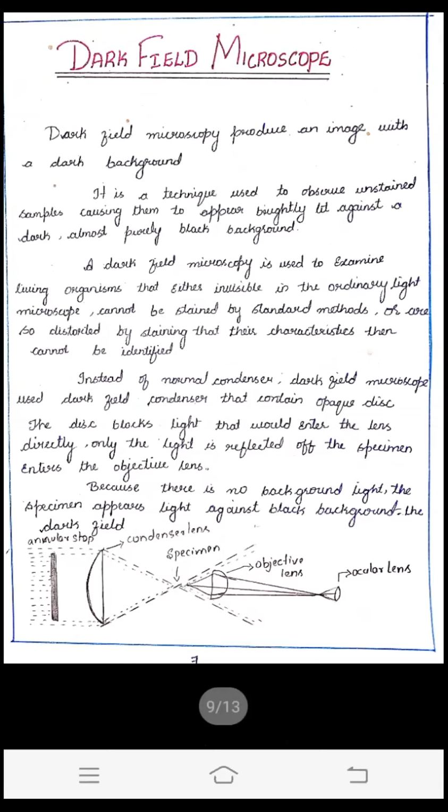The specimen present is passed through a lens. It reflects and enters the objective lens. By reflecting, it enters the objective lens. Because there is no background light, the specimen appears light. Here, the specimen appears light against a black background. It is a dark field microscope.